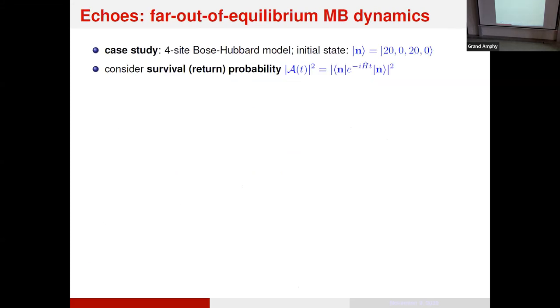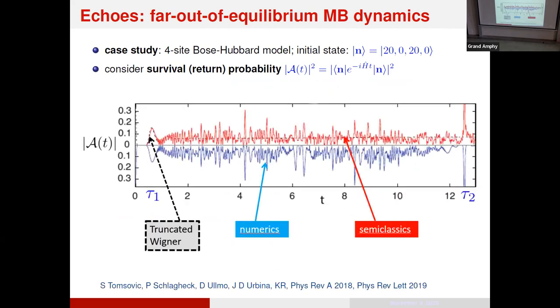And I will just show now an example where way more knowledge enters than I could show on this transparency. But this is kind of what I think is the state of the art. And that's really Steve, he should get all the credits for that. Here we compute for an example, a Bose-Hubbard model, four sites, 20, 0, 20, 0, such a density wave. Now this A of t, this return probability or survival probability, as a function of time.